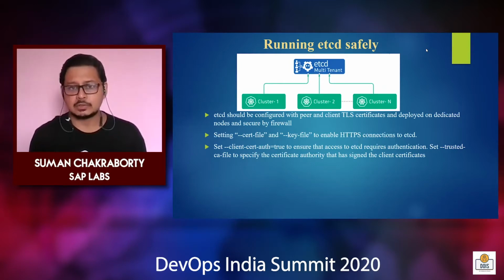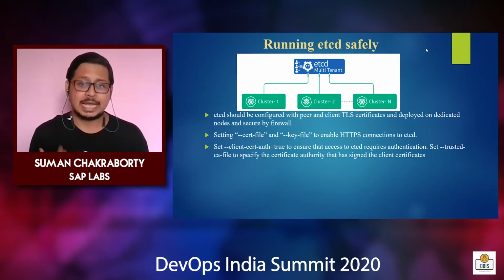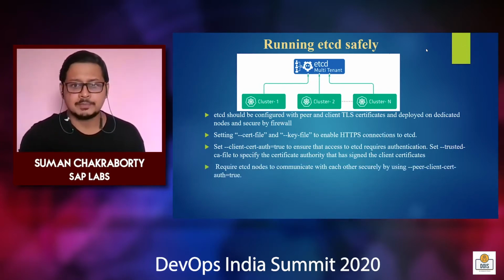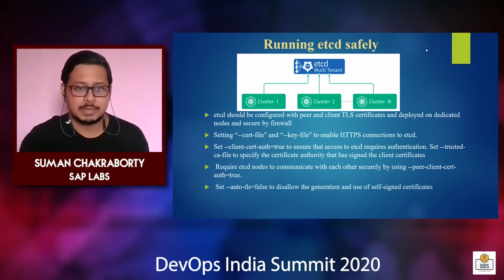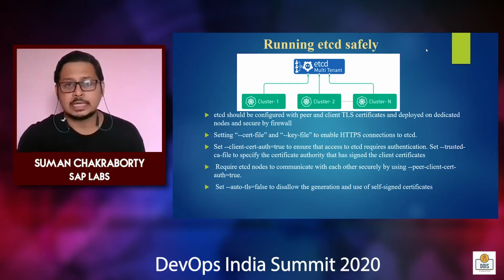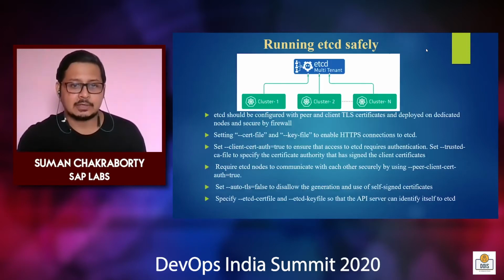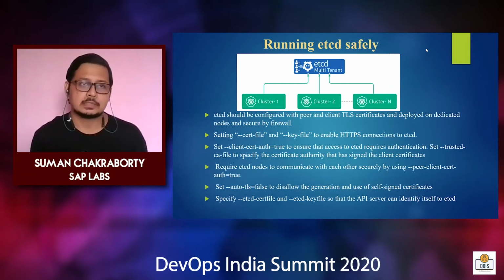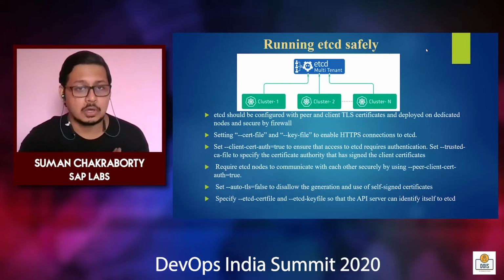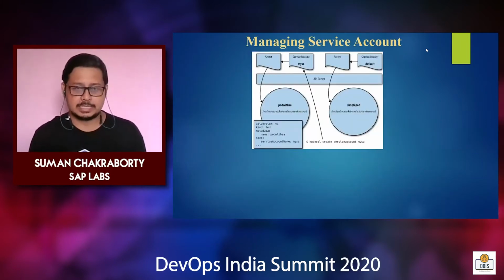and client cert auth to ensure that only authenticated certificates can access the etcd component. And also you require peering nodes, like other nodes in the control plane which are communicating with etcd, to communicate using peer client cert auth so that they communicate in a secure manner. And set auto TLS to false so that you don't run using self-signed certificates. And also you can use the etcd cert file and key file so that the Kube API server, which is talking to etcd, is able to authenticate itself. That is one of the primary important aspects here.